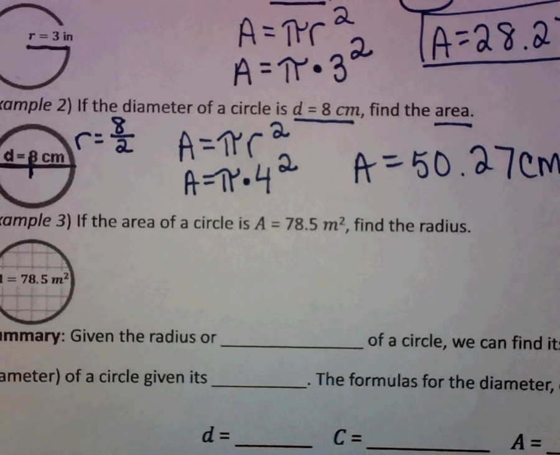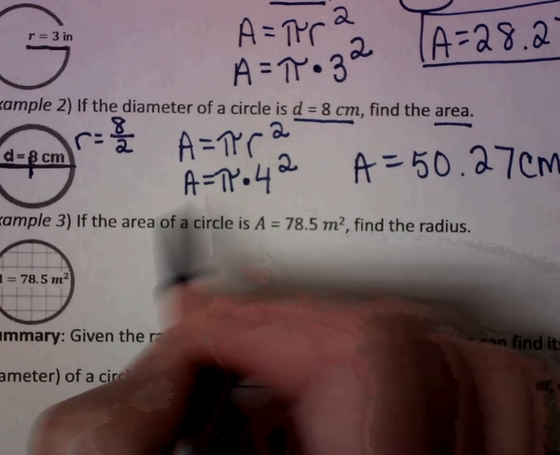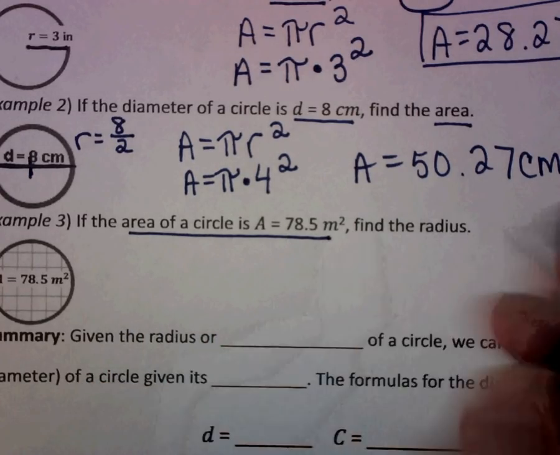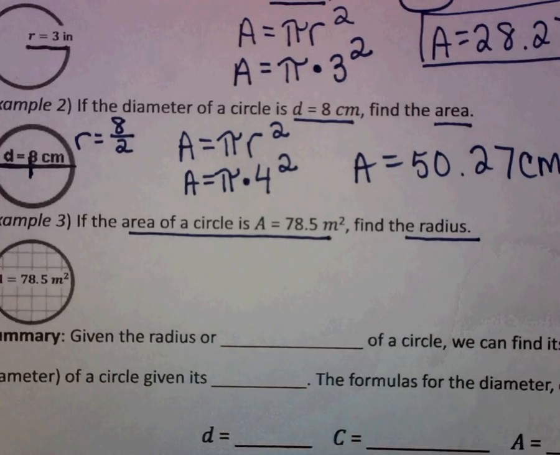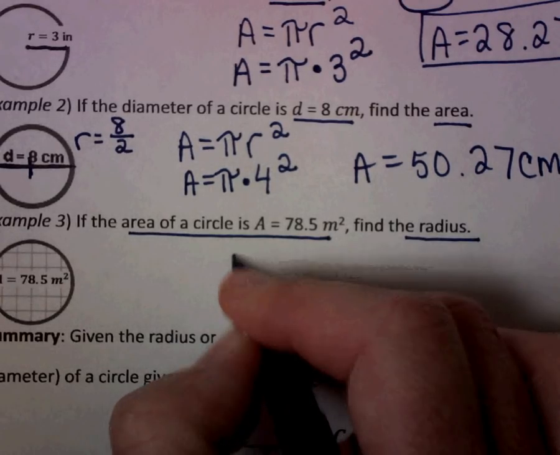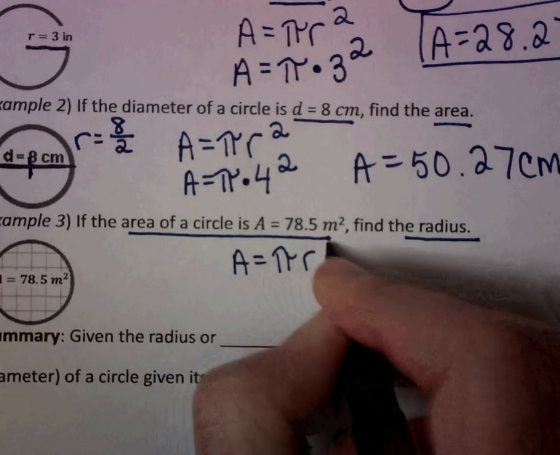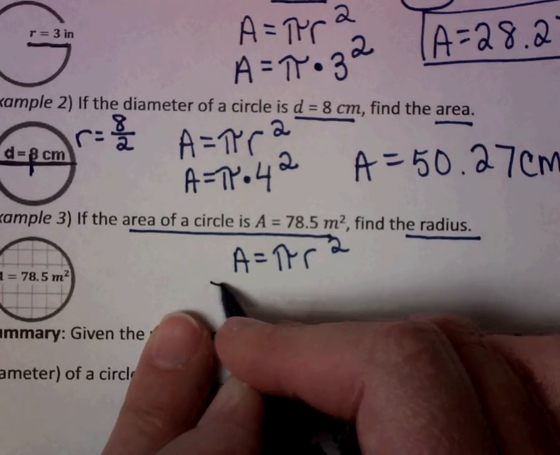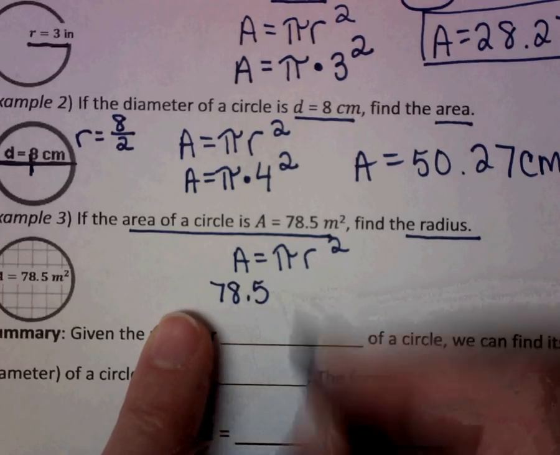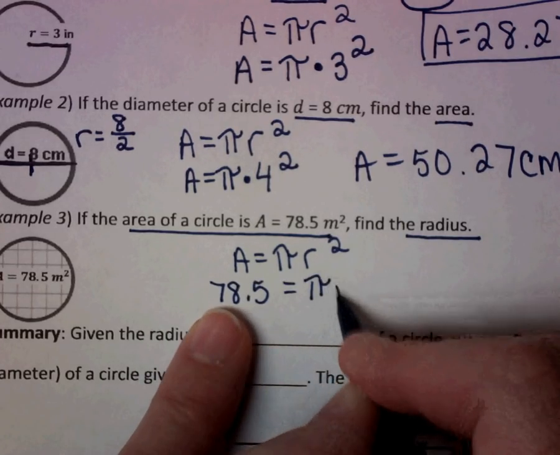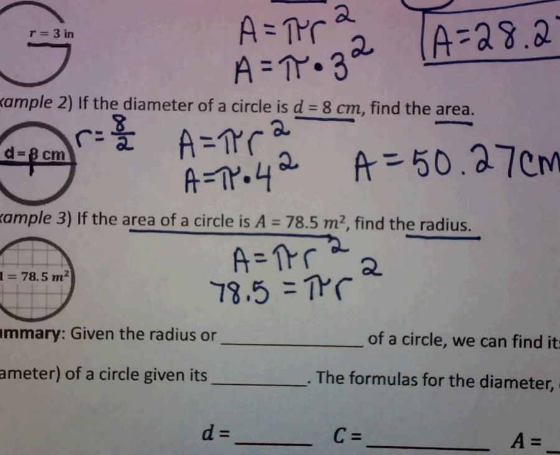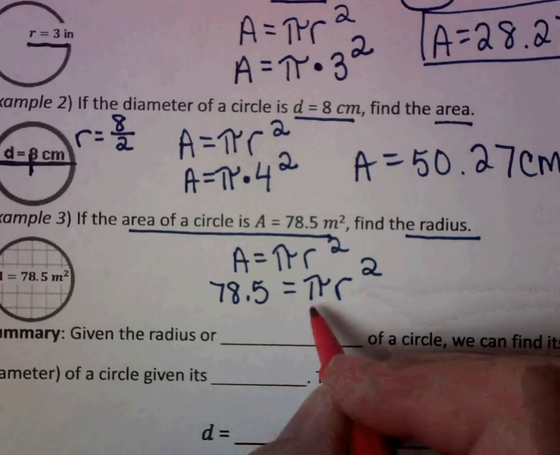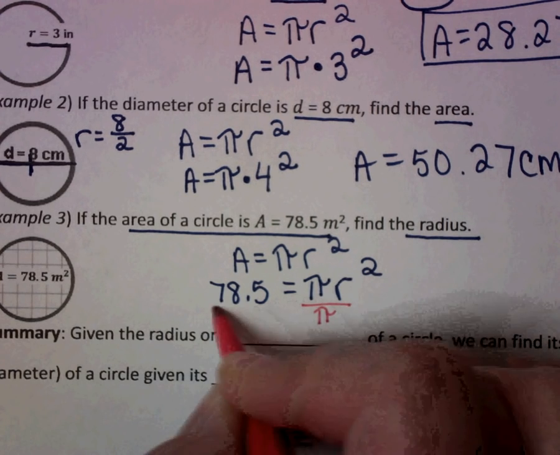Okay, so one more. This one's a little bit different because it tells us the area and it wants us to find the radius. So again, I'm going to take my area formula and fill it in. So I know that my area is 78.5. Pi is pi, but I don't know my radius. So this is solving an equation. We're going to do inverse operations just like we always do. I want to cancel out the pi, so I'm going to divide both sides by pi.